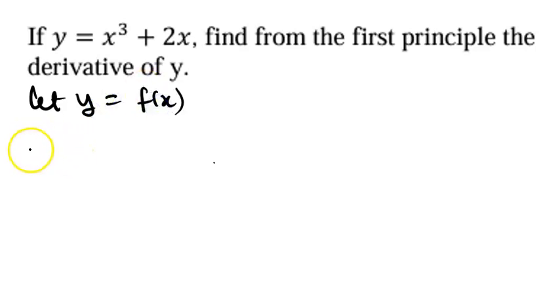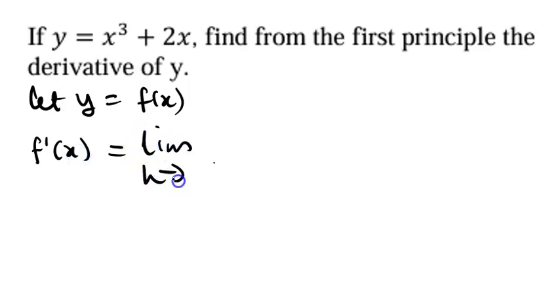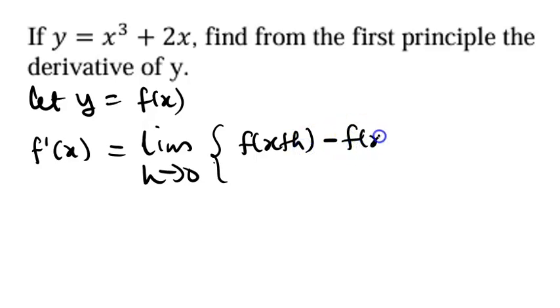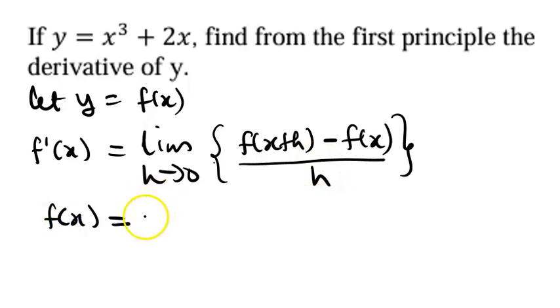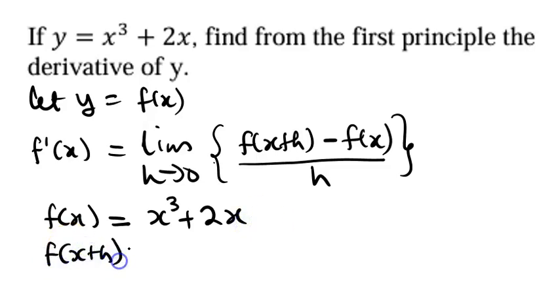And the formula is f prime of x is equal to the limit as h tends to 0 of f of x plus h minus f of x, over h. Then we close the bracket. Our f of x is equal to x cubed plus 2x. And then let's find f of x plus h. So we have x plus h cubed plus 2 times x plus h.